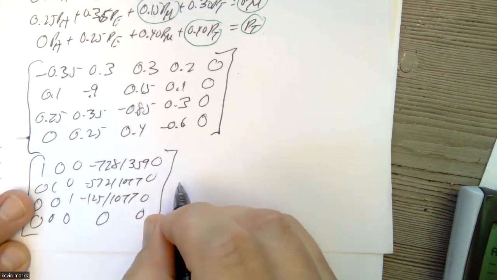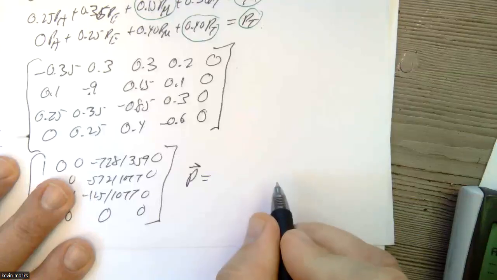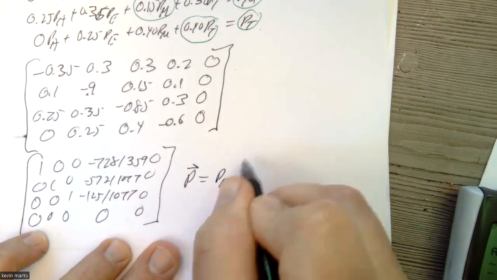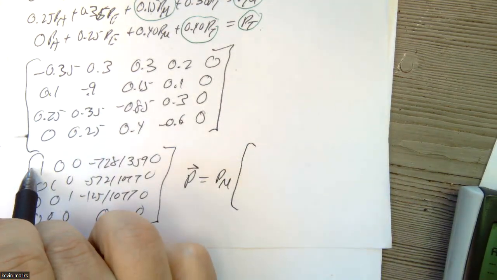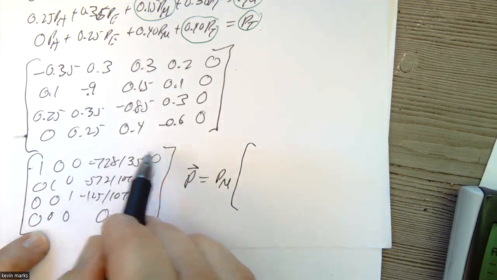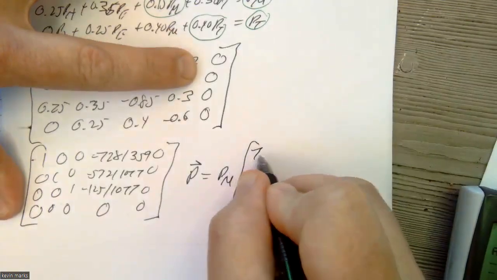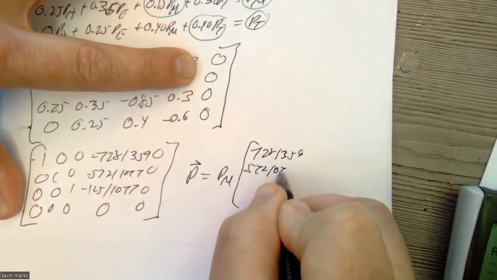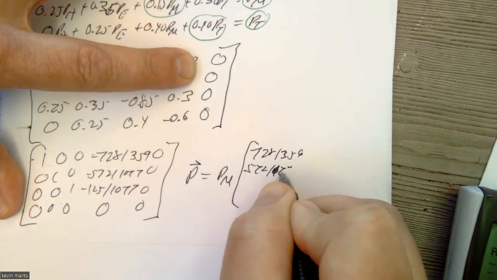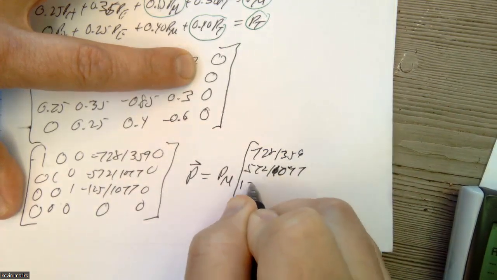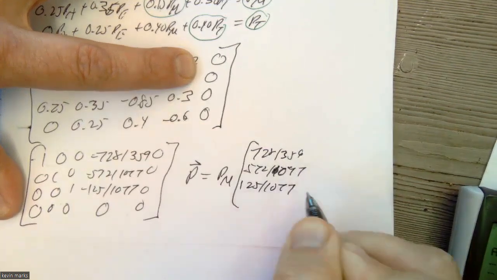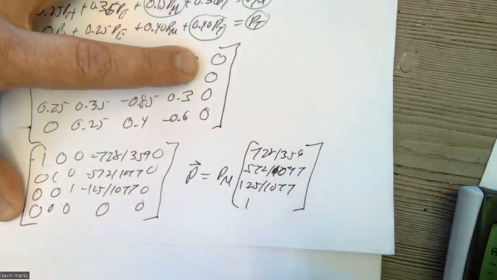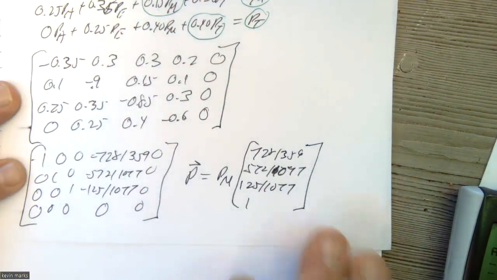Okay, so what is the solution? Your price vector with all of them is basically a scalar multiple of P sub m. The first entry is the agricultural price minus this equals zero, so you move it over. So it's really 728 divided by 359. The same thing, this would be 572 divided by 1077, and then 1258 divided by 1077. But wait a minute, the last one there is your manufacturing, so that's your one.